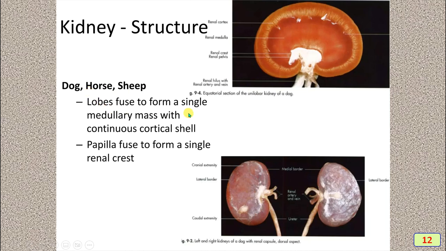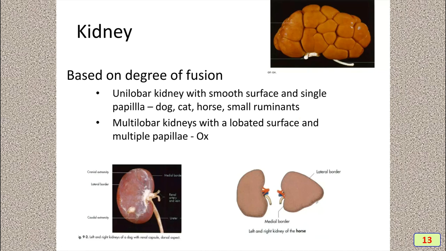Lobes fuse to form a single medullary mass with continuous cortical cells. Papillae fuse to form a single renal crest. So these are all the kidneys of a dog, which is very similar to that of the horse and also in the case of sheep. All have fused lobes and bean-shaped kidneys.